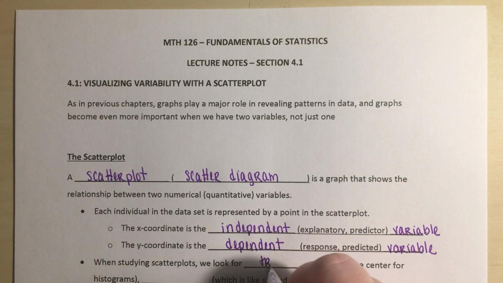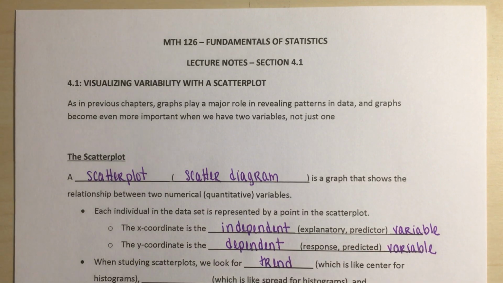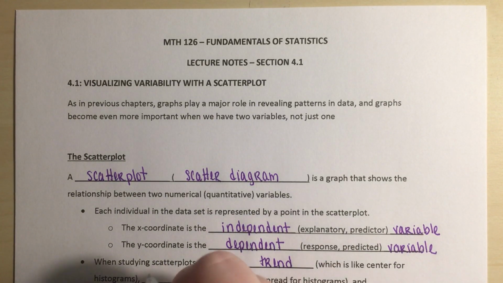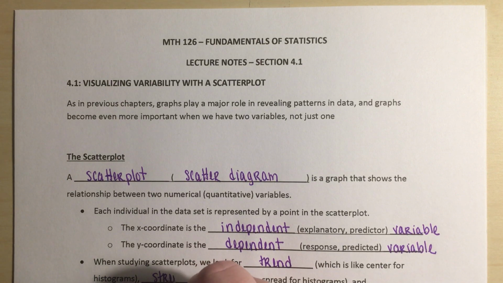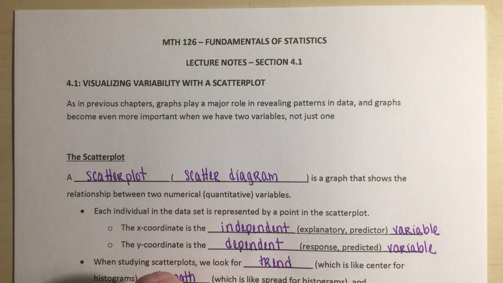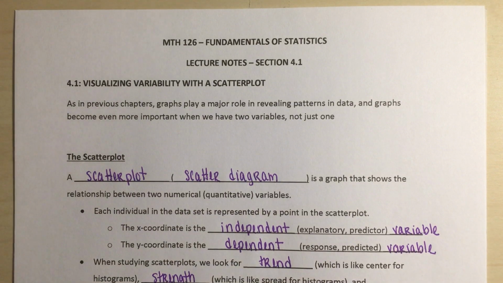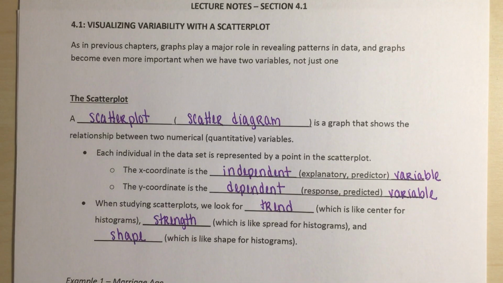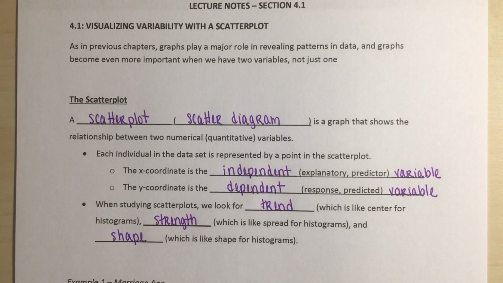We're going to look for trend, which is kind of like our center for histograms. We're going to look at strength, which is kind of like spread for our histograms. And we're going to look at shape, which, not surprisingly, is like shape for histograms. As with every chapter, we're definitely going to talk about a bunch of different definitions and refer back to them. As we go through this first section, there's not a lot of math here, a lot of vocabulary and definitions that we're going to continue to look at.